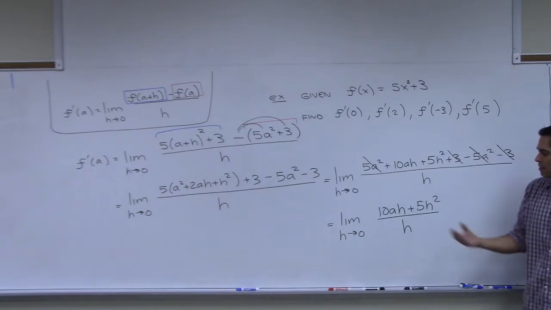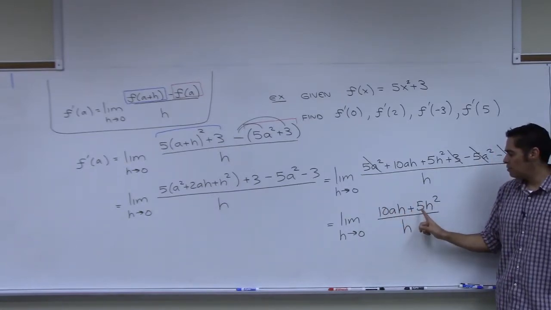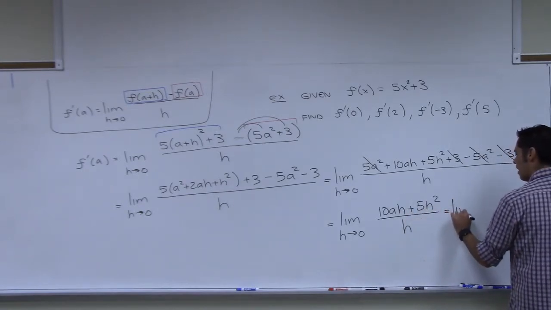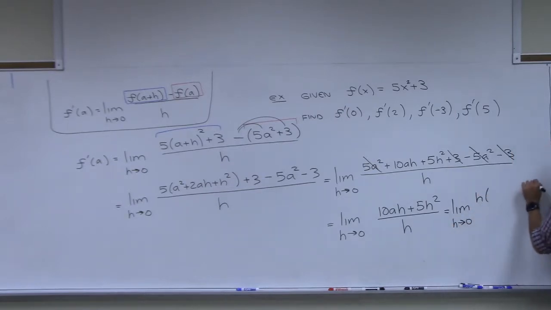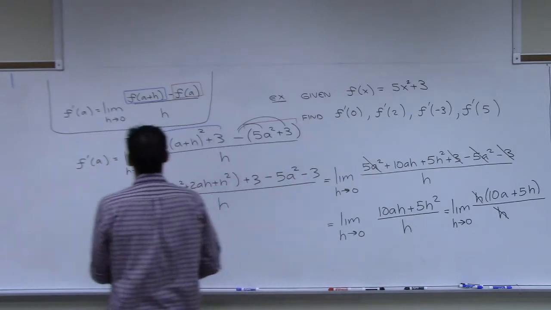And in this case, factoring an h out of the top is the algebra we need. That's why I was really wanting h's in both of these, because I can just pull an h out of the top. So if I factor an h out, what am I left with if I pull one single factor of h out of the top? What am I left with here? 10a plus 5h. And now these h's can cancel. And we're almost there. We're almost there.